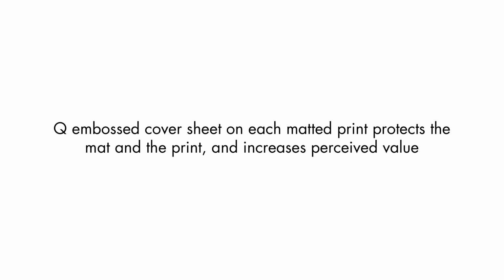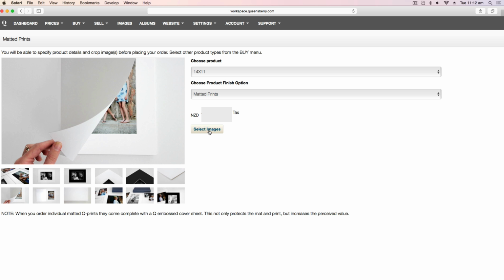prints. Please note that when you order individual matted Q prints, they come complete with a Q embossed cover sheet which protects the mat and the print and increases the perceived value. Once you've selected the size, click Select Images.